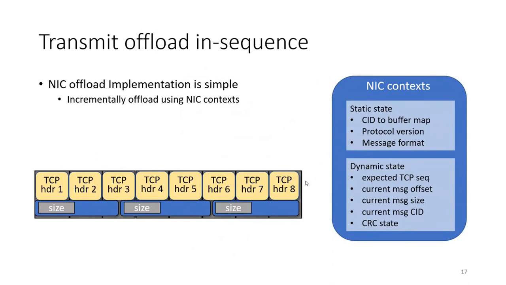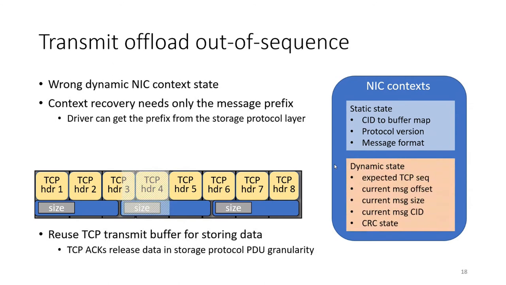So when we want to offload on the transmit side, and we want to offload data that's in sequence, it's very simple, since all we need to do is calculate the CLC. So we incrementally offload the data as packets come along. If we have TCP packets 1, 2, and 3, when TCP packet 3 arrives, the NIC has observed the data in 1 and 2. It calculated the CLC, and when it observes packet 3, it knows where to place it, since it has the size, and it just places it in the correct field of the CLC. And so it continues with packets 4, 5, 6, etc. The NIC updates the dynamic state as it goes along, and using the dynamic state, it can place the correct data for the CLC.